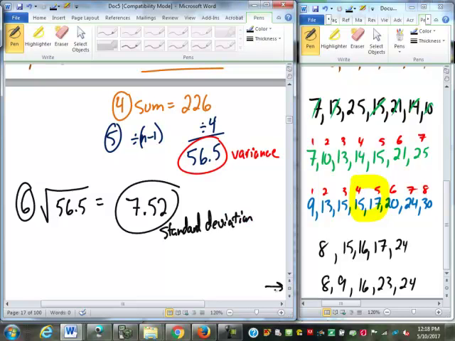So this bottom list had a standard deviation of 7.52. That top list had a standard deviation of 5.70. So you can see that top list, the standard deviation does tell us that that is much less spread out than the bottom list of numbers is.